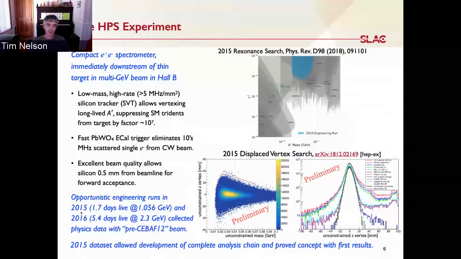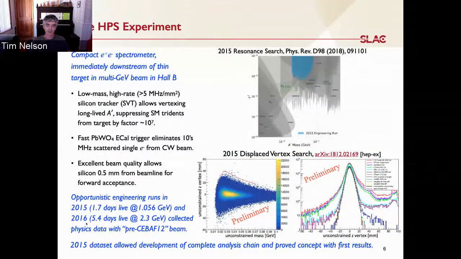Now, this instrument was built in 2014 and installed in early 2015, and there were a pair of opportunistic engineering runs, both in 2015 and again in 2016, that collected some small physics data sets with what I would call pre-CEBAF-12 beam, so before CEBAF-12 was really fully commissioned.